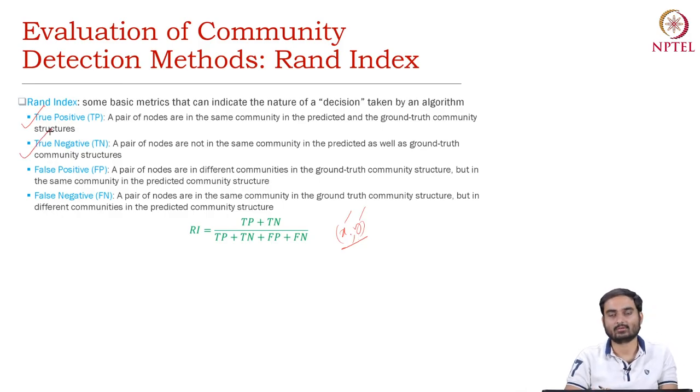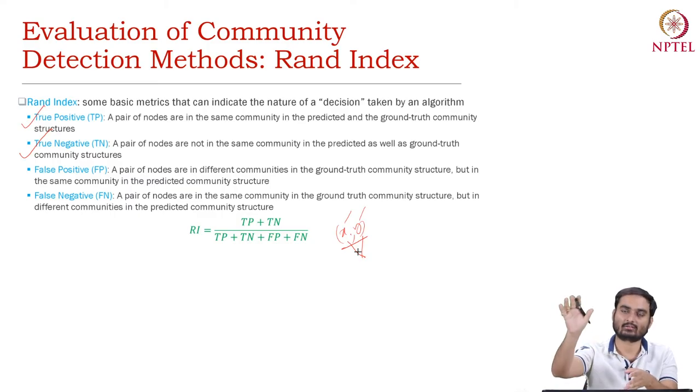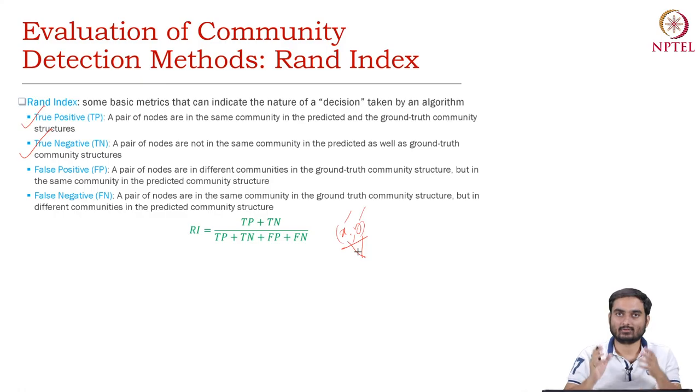What is false positive? False positive is that your algorithm assigns both the nodes to the same community, assuming that it's positive, but that's false according to the ground truth. So your algorithm assigns them to the same community, but it is false. They should not be in the same community. It's called false positive.